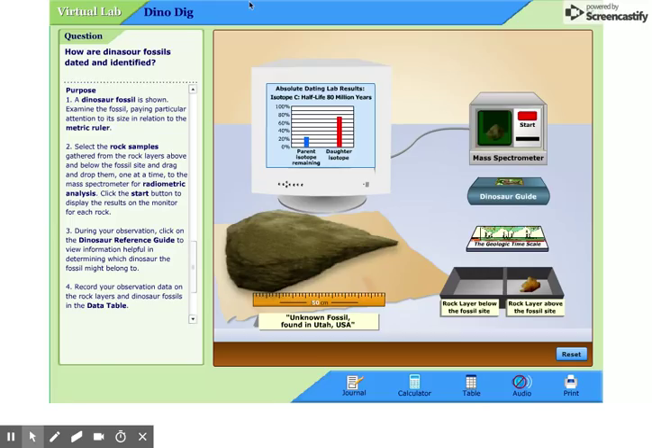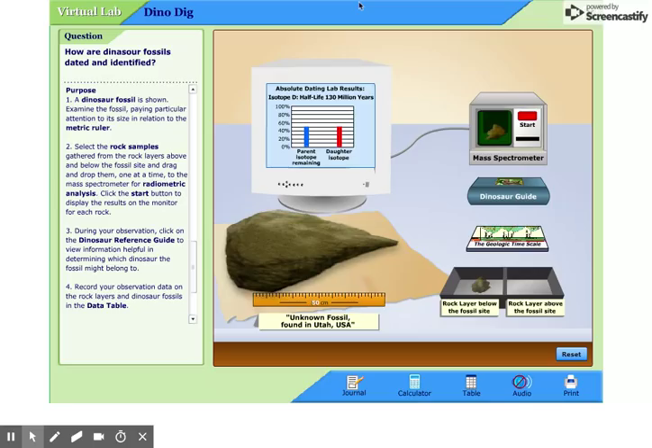We now need to look at the rock layer above. We go back to the lab. We simply draw the rock sample from the layer above into the mass spectrometer. We hit start. And we find out that the parent isotope and the daughter isotope are equal at 50%. This means we're going to multiply the half-life times 1. And 1 times 130 is 130. So we go back to the ticket and we select 130 million years.